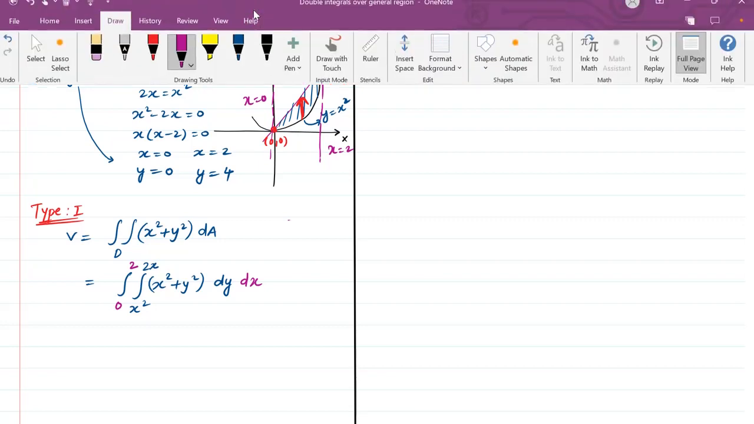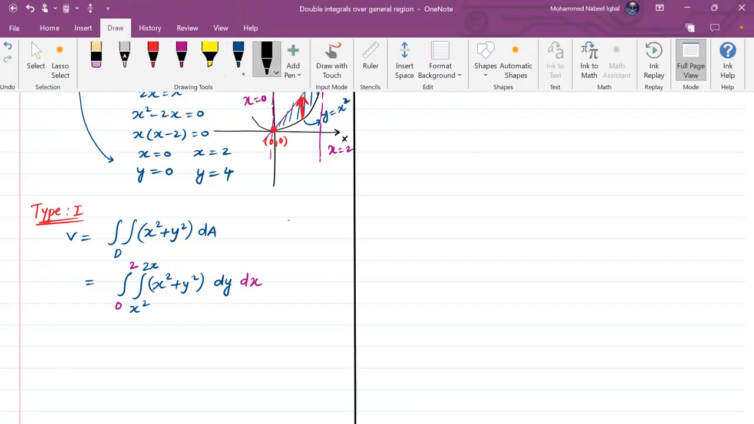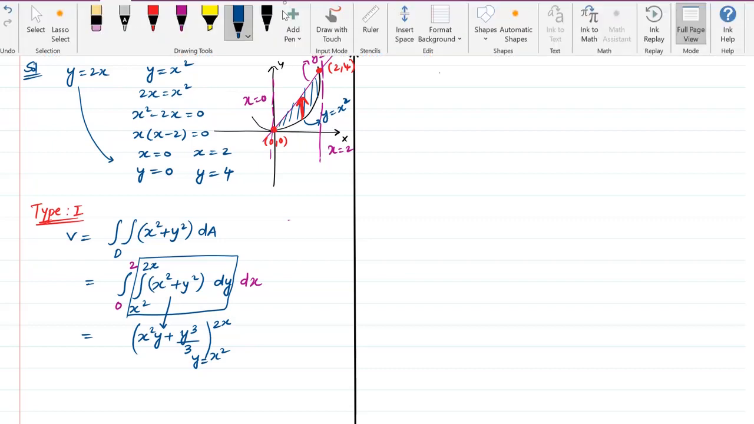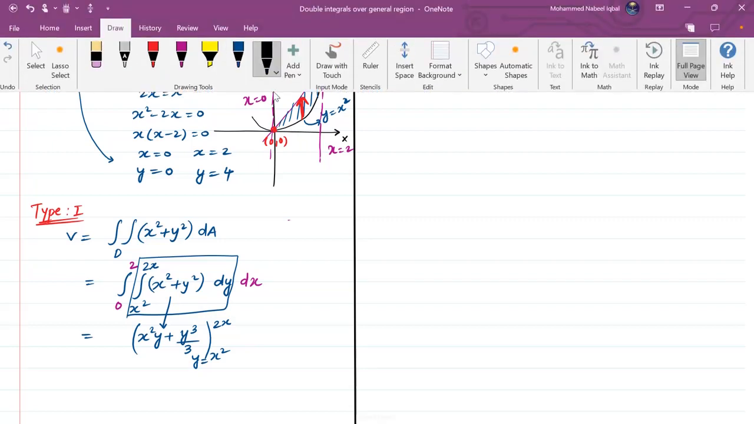After that, directly you can just go through the same thing. So I have to start with the innermost integral. What is the integration with respect to y? Here we will get x square y plus y to the power 3 over 3. The limit is x square to 2x. In place of y, you have to substitute this value here, then we will simplify, and then we will substitute at the last.